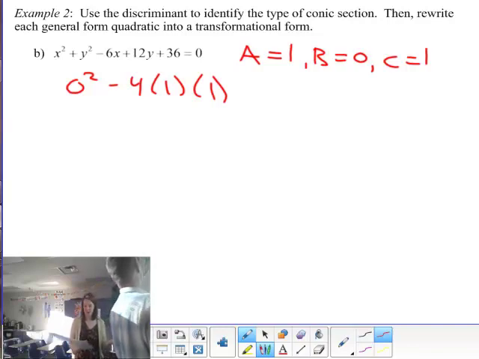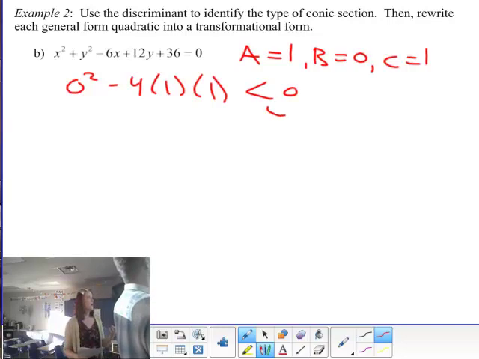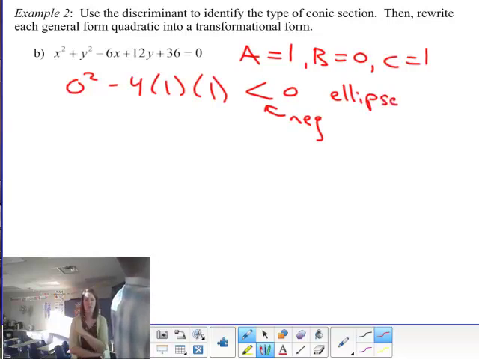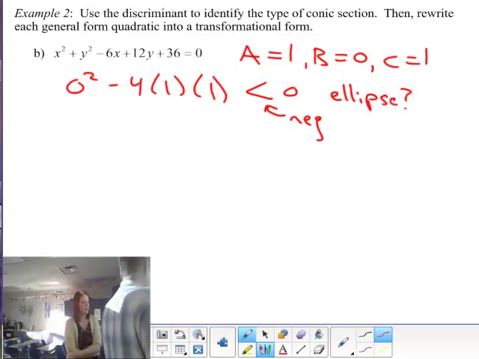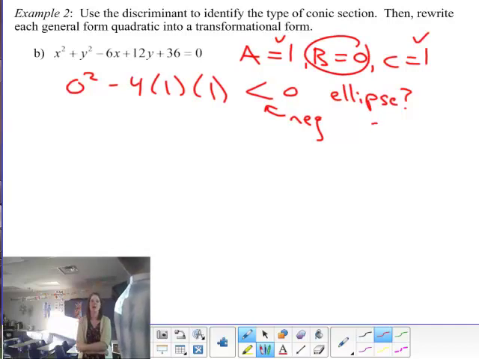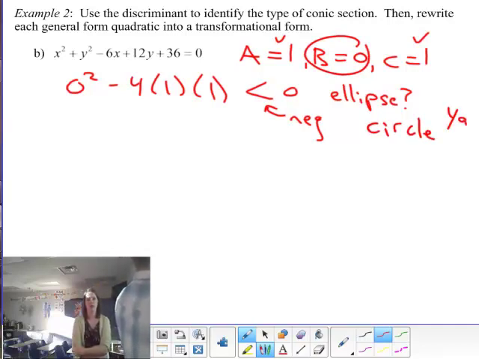So if I have a negative, I know that I'm dealing with either an ellipse or a circle. So let's start off saying we know it's an ellipse so far. And then, what was the special requirement for a circle? Well, a had to equal c. It does, and that's checked there. And b equals 0. So we do have a circle.